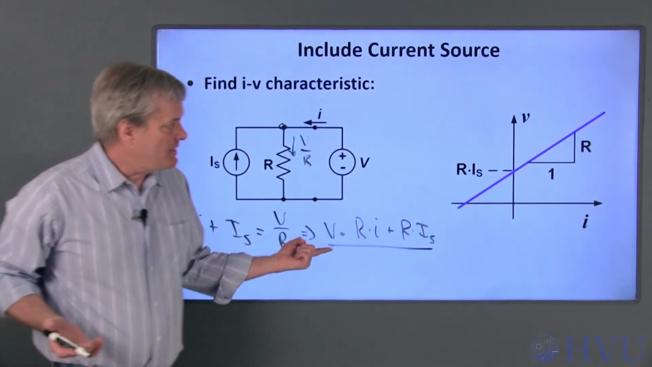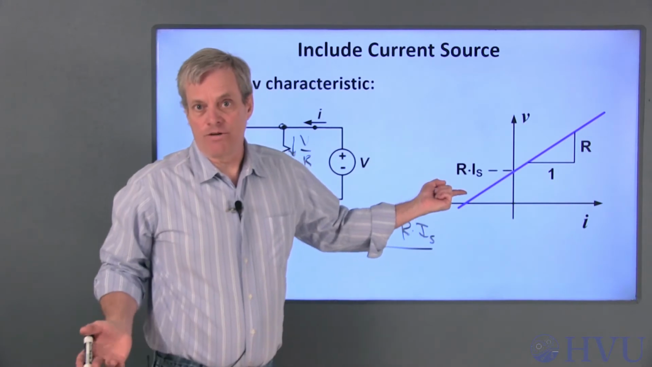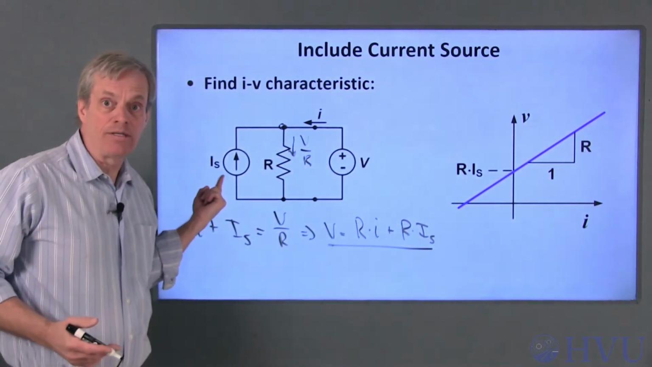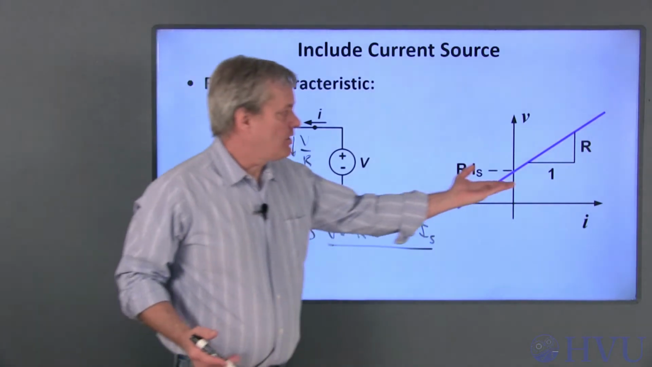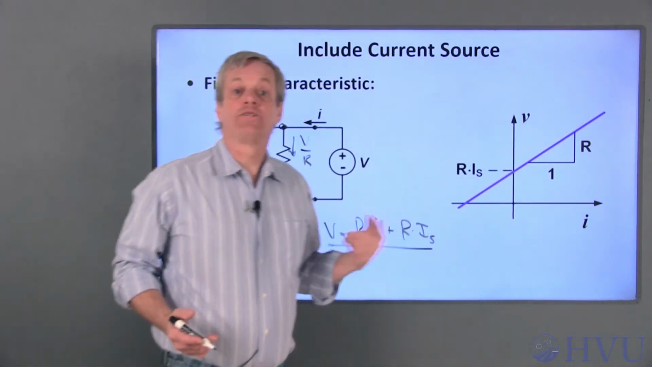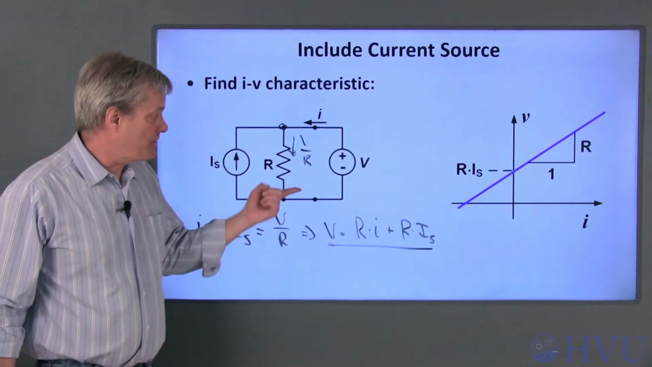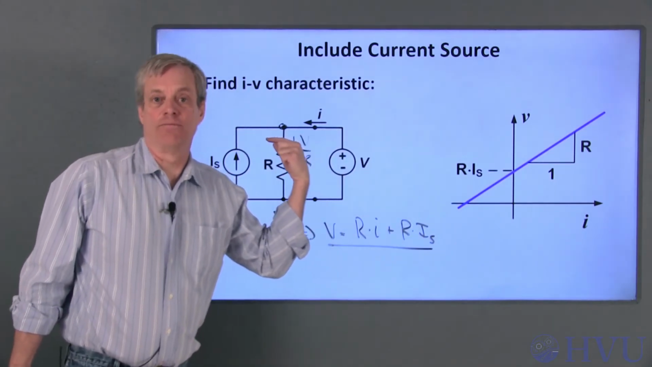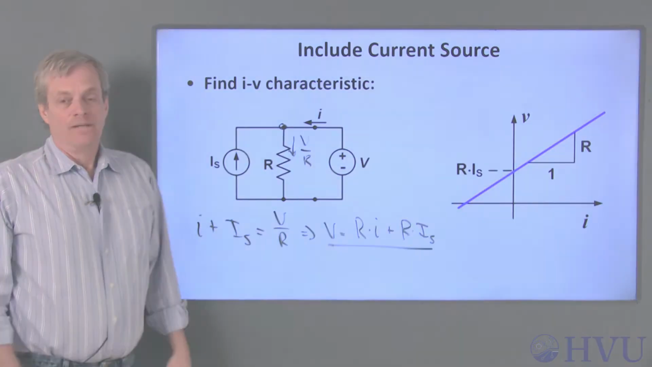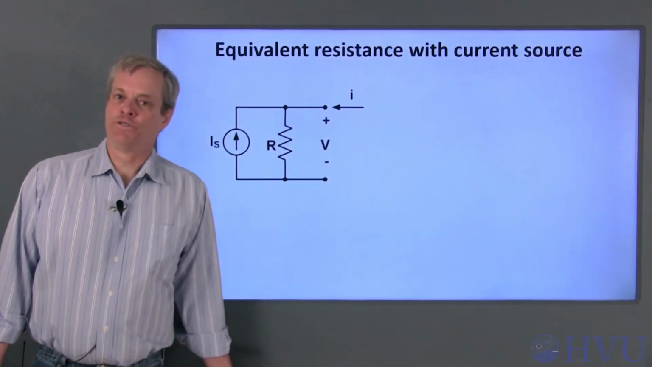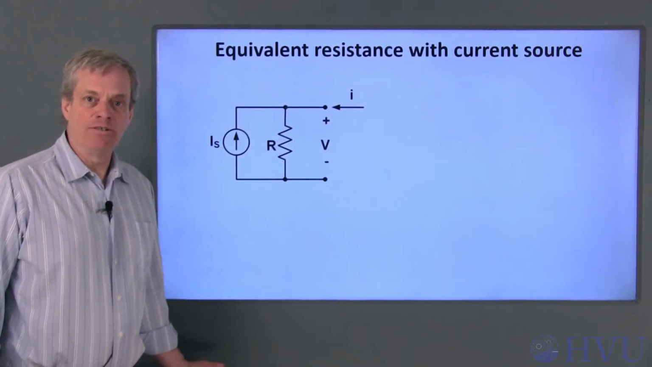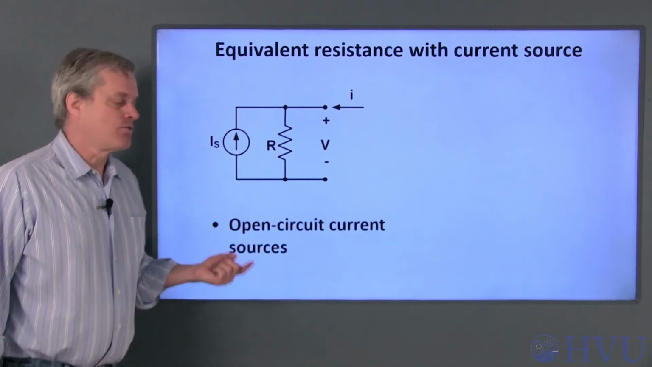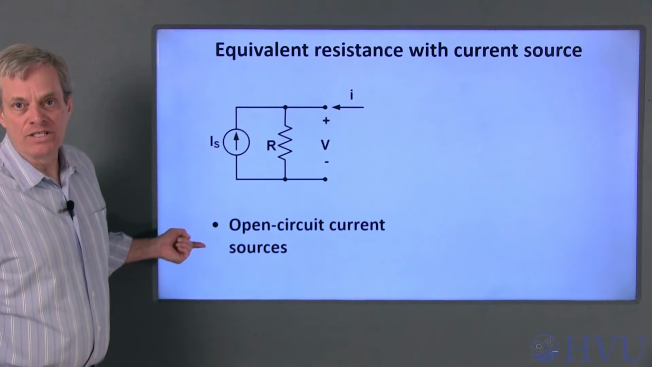If I plot this equation, I get this curve. The y-intercept is the resistance times the source current, and the slope of the curve is the resistance R. The slope of the IV curve seen across the terminals is still the equivalent resistance seen at the terminals. As with the voltage source, let's calculate an equivalent resistance by killing the current source. Killing a current source replaces the source with an open circuit.